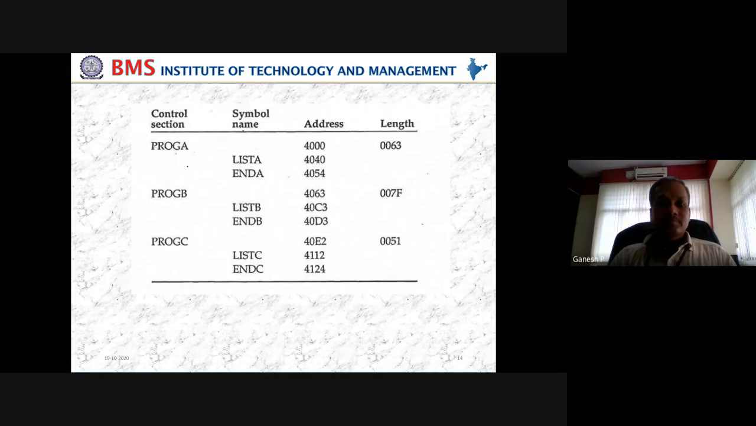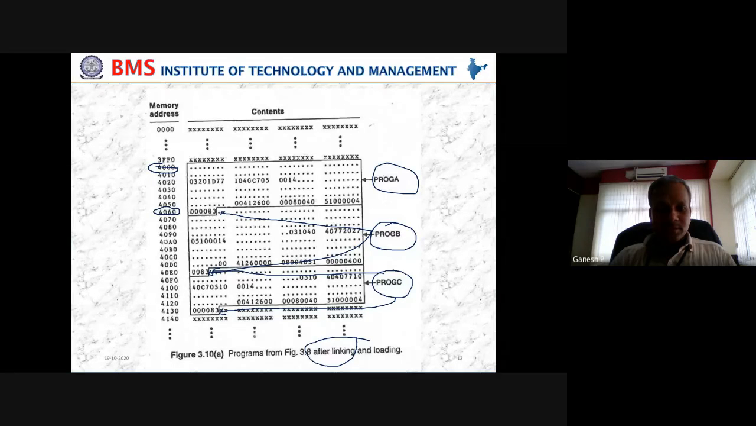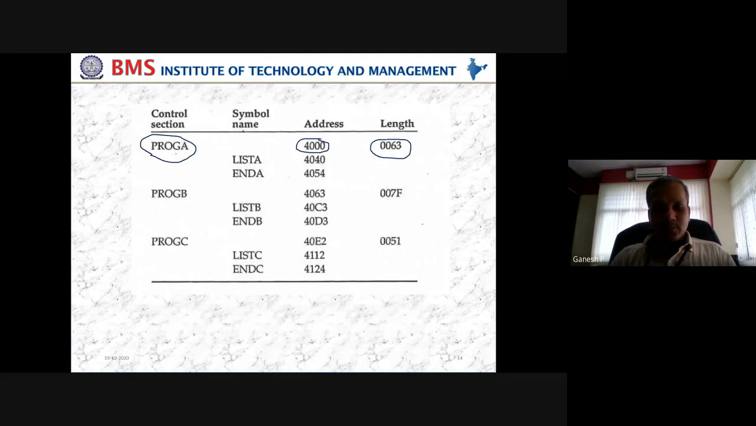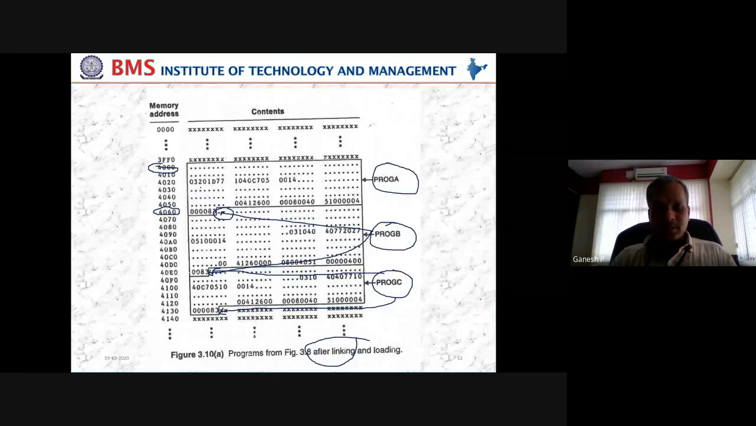Initially, our control section program A was loaded at the location 4,000. It went up to 4,063, as you have just seen in the memory. So 4,000 to 4,060, 61, 62, and next becomes 63. The difference is going to be 63 bytes. So from 4,000 up to 63, that is 4,063. This 4,063 will become the address for program B, because they need to be loaded at continuous memory locations. Once program A is over, then program B has to resume.